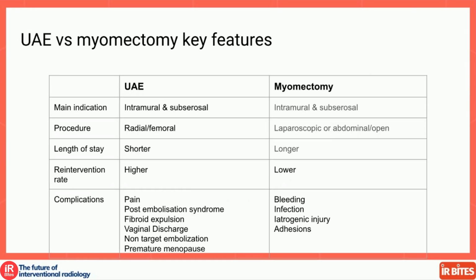So both embolization and myomectomy are used for intramural and subserosal fibroids, but the procedure is done differently. It's radial or femoral access for embolization. Myomectomy is done either laparoscopically or by open surgery. Typically, the stay is a lot shorter for embolization because they don't need a general anesthetic and there's a lot less tissue trauma, so the recovery period's a bit quicker. Although, as I mentioned before, the reintervention rate is a little bit higher. And these are some of the complications that we've talked about.